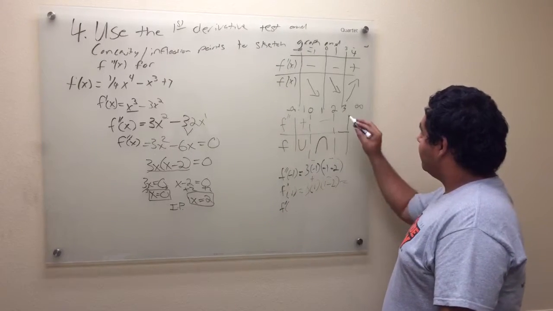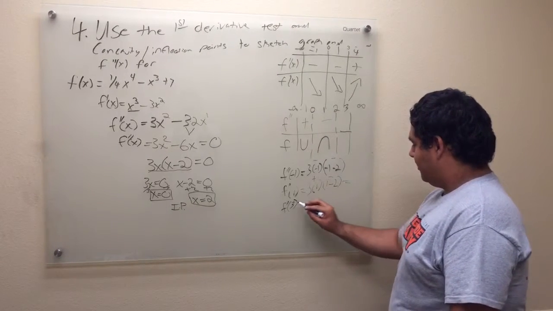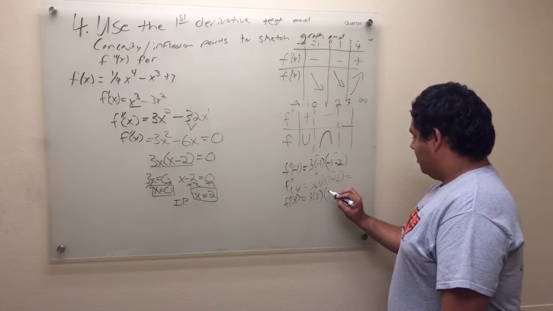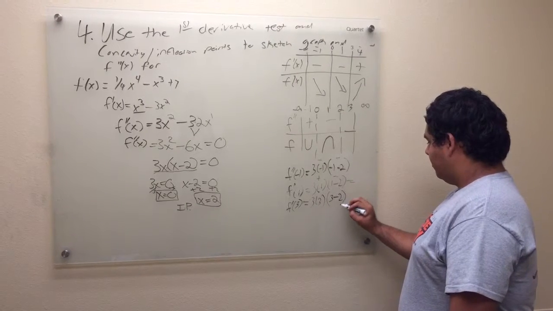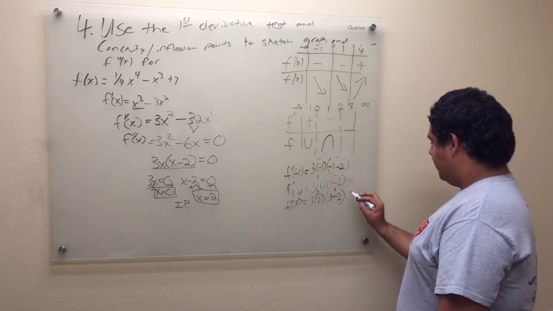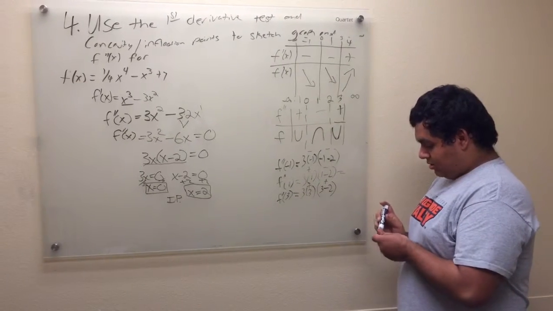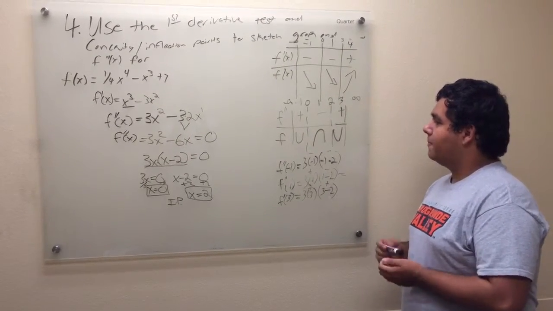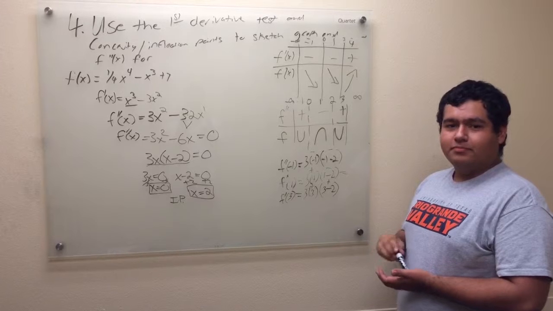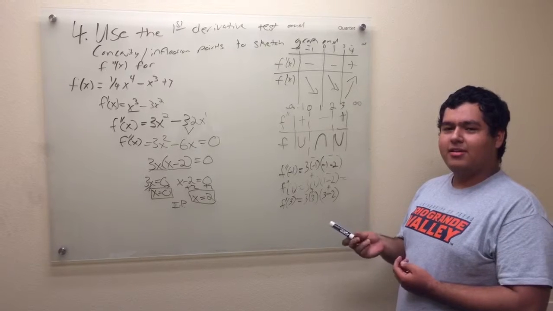So, for the last part, 2 to infinity, put in 3. So I get 3 times 3 times 3 minus 2. 3 times 3 is positive. 3 minus 2 is still positive. Positive times a positive is positive. Once again, it goes back to concave up. So that's the behavior of the graph using the second derivative. Now we'll go back to find out exactly how the graph will look.